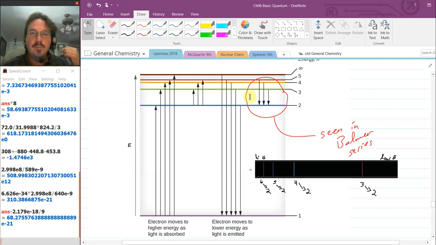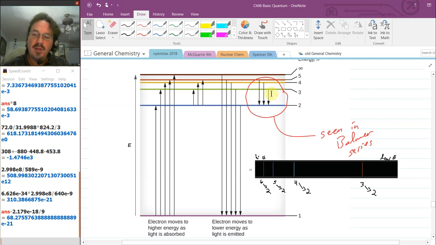And when Balmer was looking at the hydrogen, he shot that electricity through it and saw those lines coming off. What he was actually seeing was these guys. Something from, say, a 3 falling down to a 2. That was the shortest arrow, or the smallest energy is what I'm trying to say. The smallest energy photon that was released.